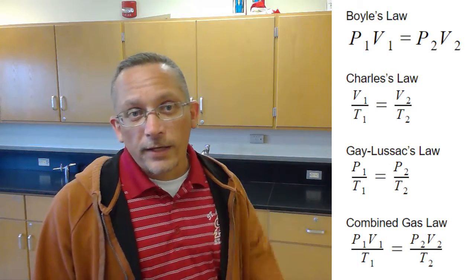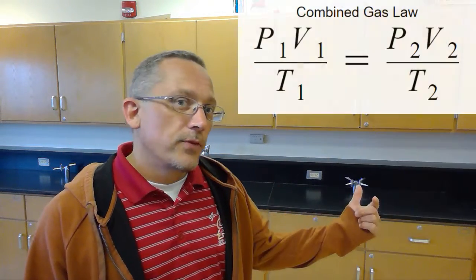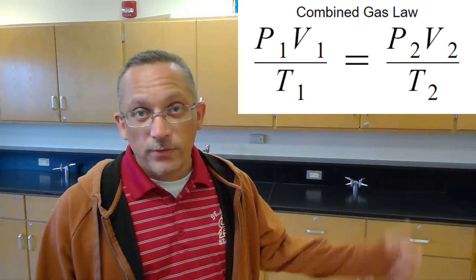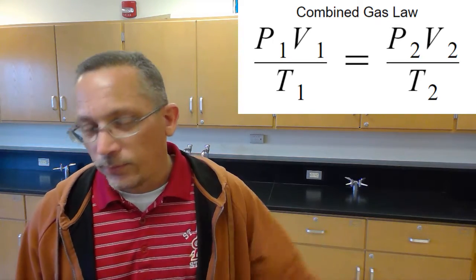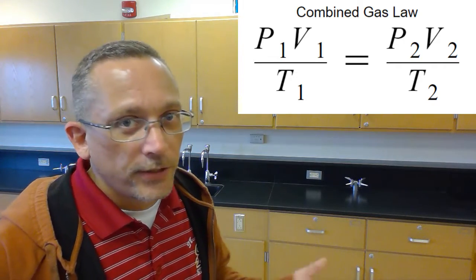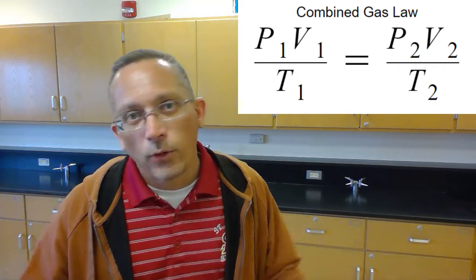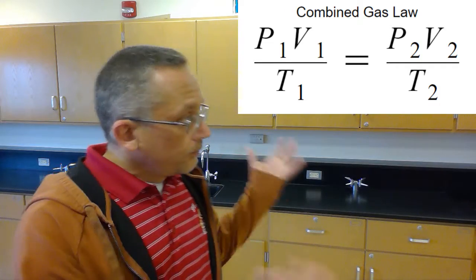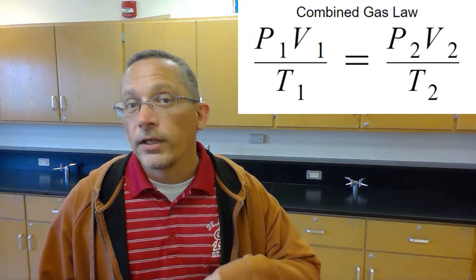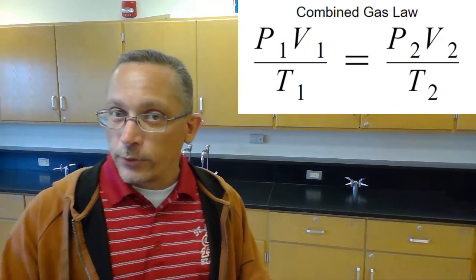All right, so look at the Combined Gas Law. We've got P1 times V1 over T1 equals P2 times V2 over T2. Just like always, P is pressure, V is volume, T is temperature, and 1 and 2 are before and after. So here we have a combined gas law we can use to solve problems involving all three of the gas variables: pressure, volume, and temperature. Let's take a look at an example of using this to solve some problems.